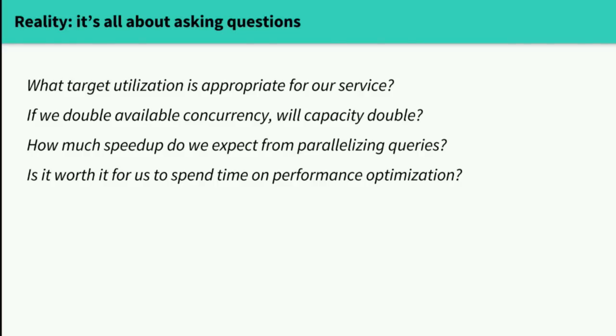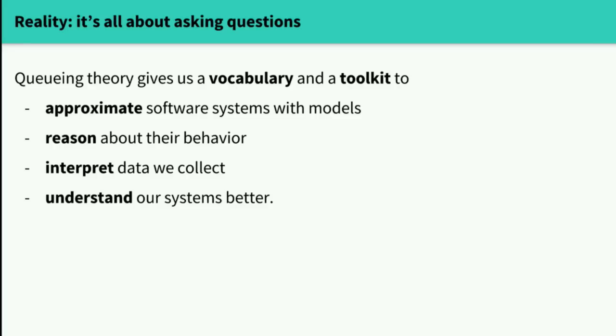If we have something that we scale on Kubernetes or whatever, what level of utilization is appropriate? If we want to make changes, what changes should we make to improve performance? And if we're not willing to accept just pure guesswork as an answer, then queuing theory gives us both a vocabulary and a toolkit, a set of results, theorems, developed and presented by some really smart people to help us approximate the software systems that we build with simpler models that we can either reason about mentally or analyze analytically.